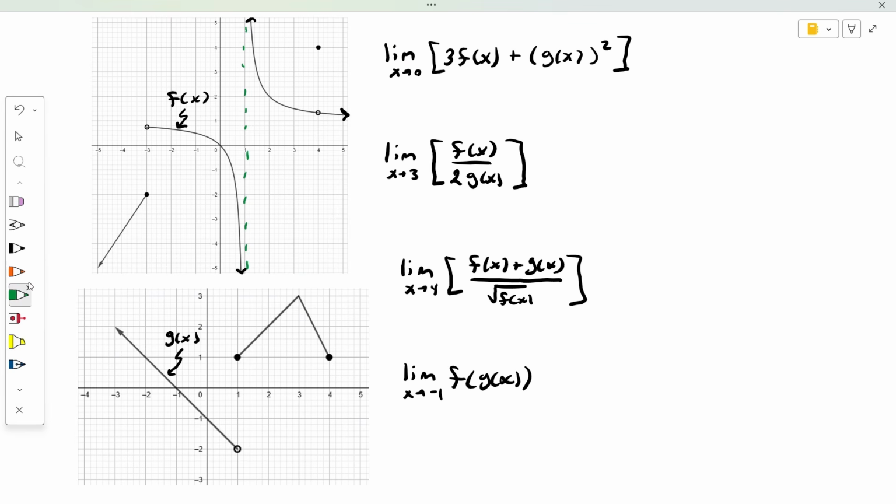So now that we've learned those rules, let's put them into practice, and we'll do a few different types of examples. Let's start by using graphs. So in this case, we're given a graph f of x and a graph g of x, and we're going to evaluate these limits. So as we learned before, we have this big function with different properties.